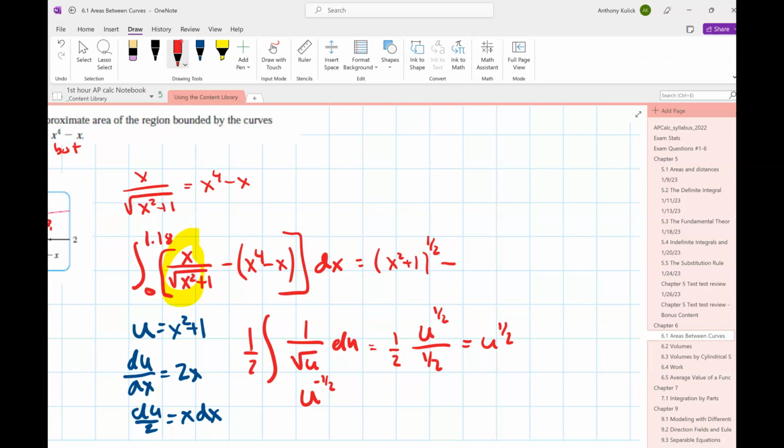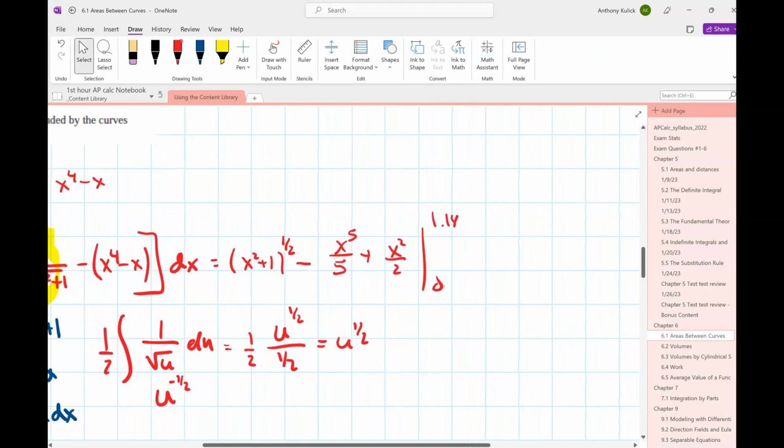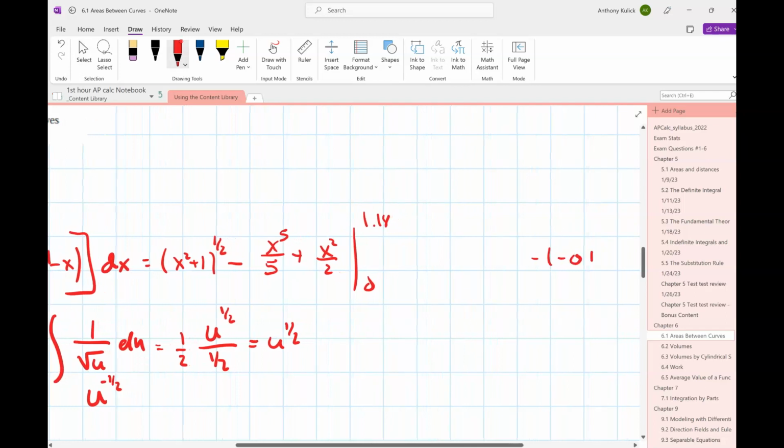Antiderivative of x to the 4th is x to the 5th over 5, and my antiderivative of x, I'm going to just do that. It's x squared over 2, and then we're going to evaluate from 0 to 0.118. Now, if I plug the 0 in, that's easy to see that I'm going to have 1, 0, 0. So I know I'm going to have the minus 1 at the end for the 0 part. Is everybody okay with that?